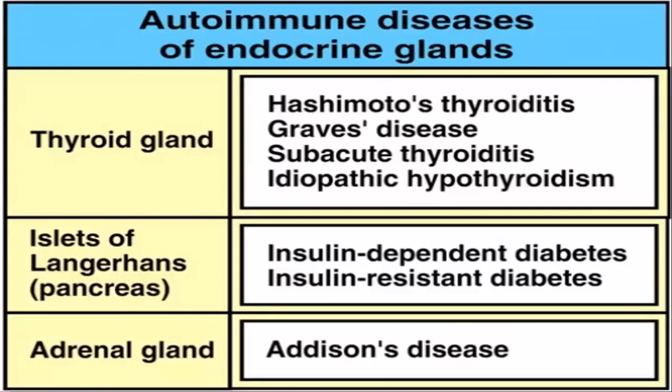So I've mentioned this already. Some other thyroid gland autoimmune diseases, aside from Hashimoto and Graves, we have acute thyroiditis, idiopathic hypothyroidism, and then those involving autoantibodies directed against beta cells, the islets of Langerhans, which may be insulin dependent or insulin resistant, causing diabetes. And for those involving the adrenal gland, this would result in adrenal insufficiency, or Addison's disease.